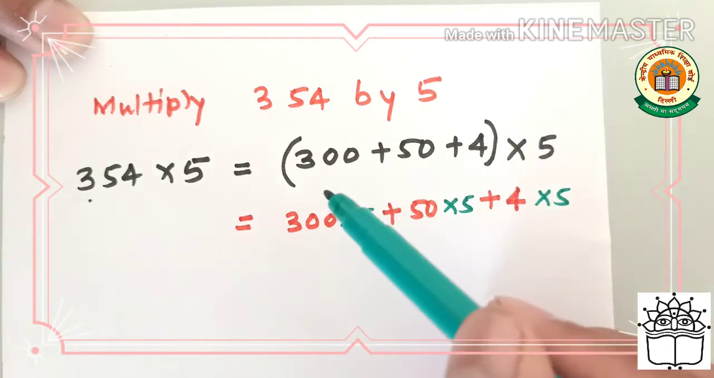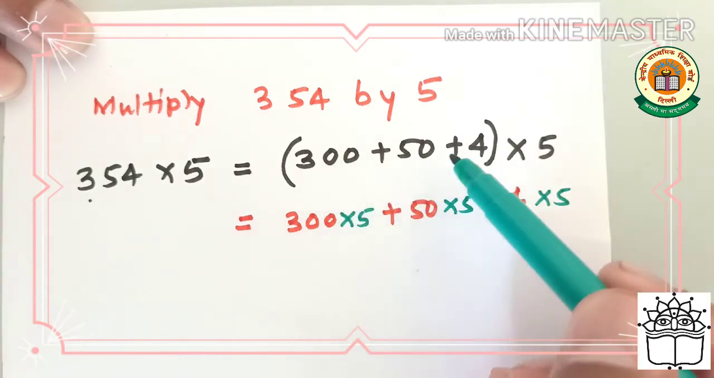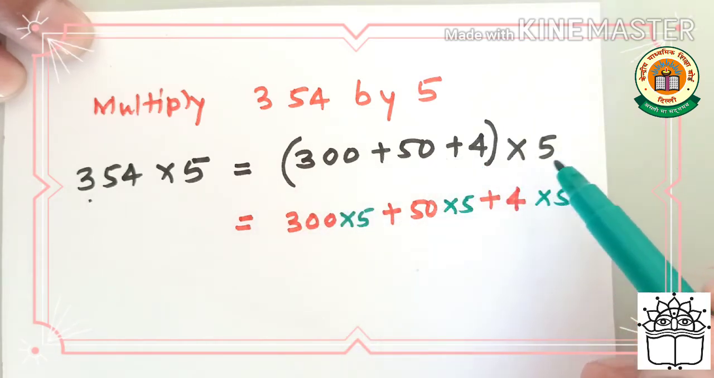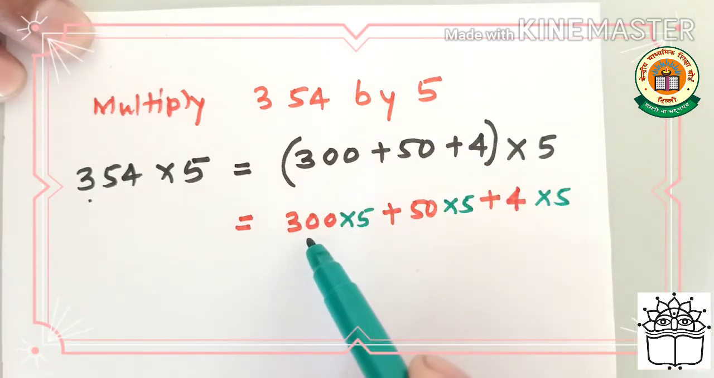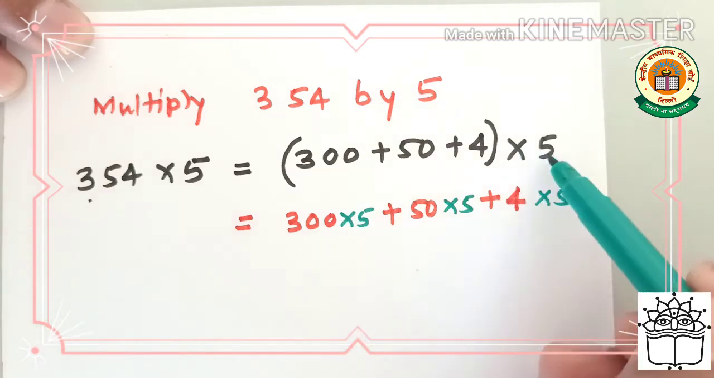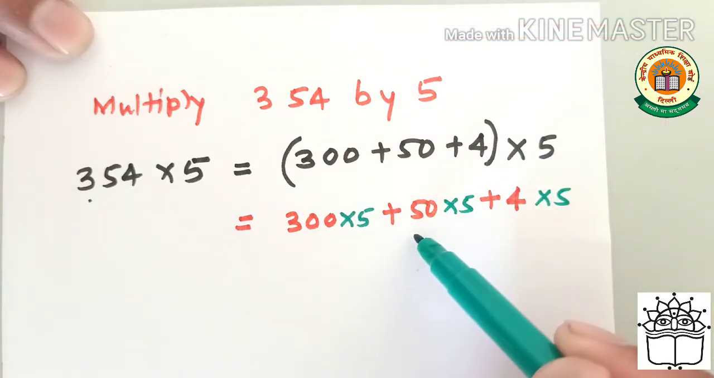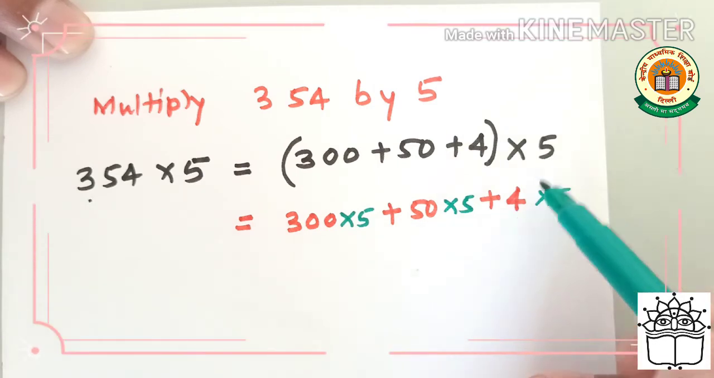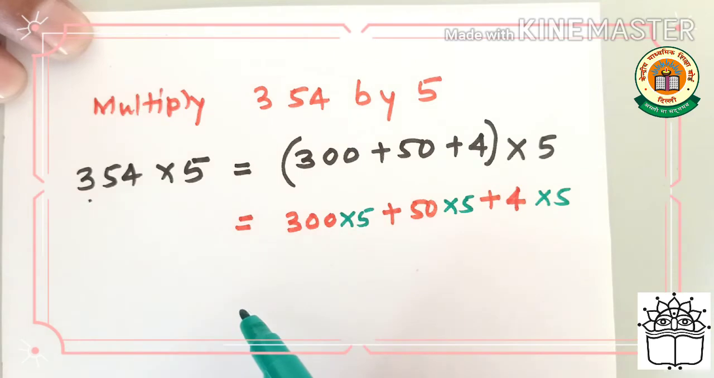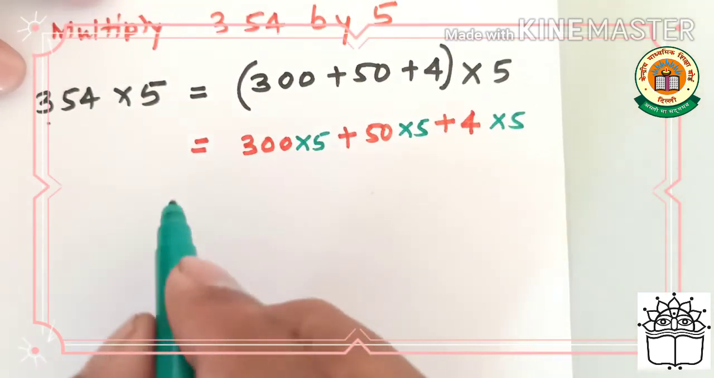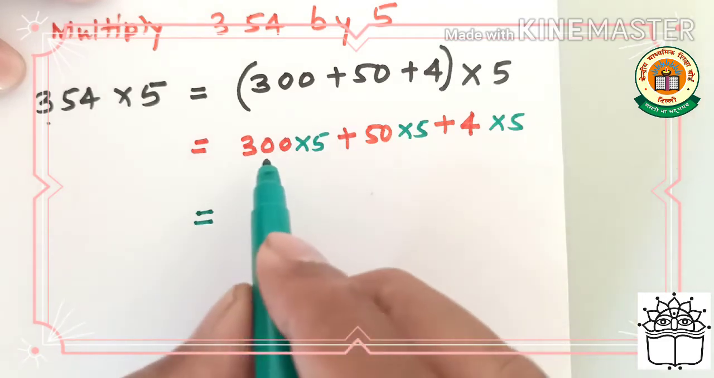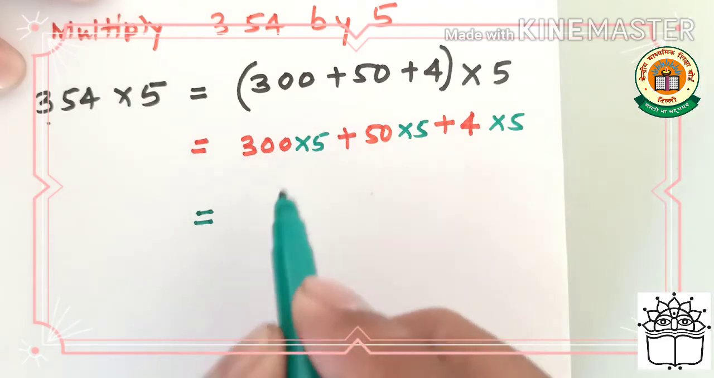Okay, this means that 300 plus 50 plus 4 is equal to 354 multiplied by 5. So the next step will be 300 multiplied by this 5 plus 50 multiplied by 5 plus 4 multiplied by 5. So later on after this, you have to put the equal sign under this, and here will be 300 multiplied by 5.